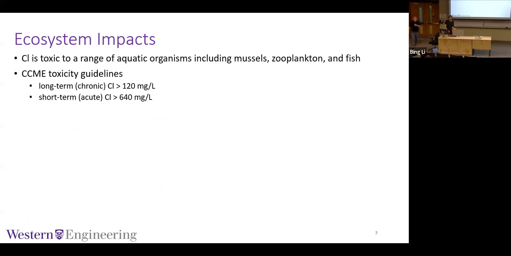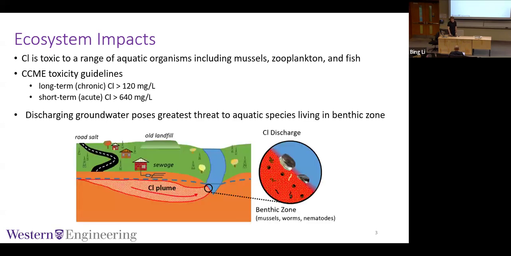Well, high chloride concentrations in streams can be toxic to aquatic organisms such as mussels, zooplankton, and fish. And so because of this toxicity to these species, Canada set toxicity guidelines. So the long-term chloride toxicity guideline is 120 milligrams per liter, and the short-term is 640. So this is based on just toxicity tests in labs. So not every species is going to be impacted exactly over 120. It's just kind of a generalization for the most species living in freshwater environments.